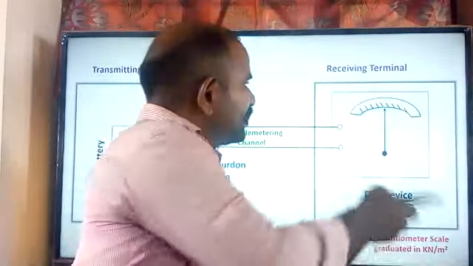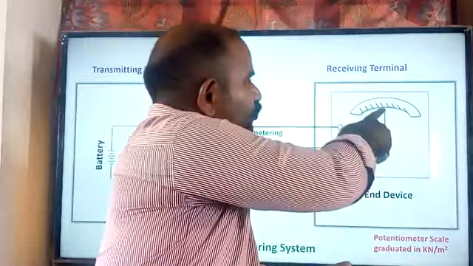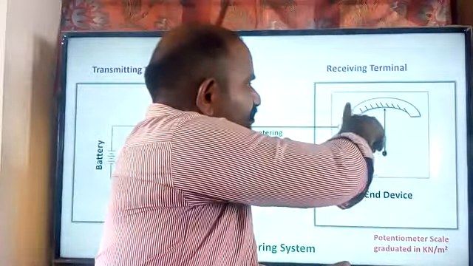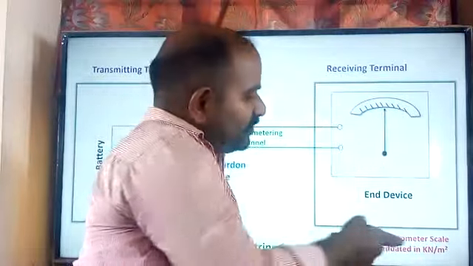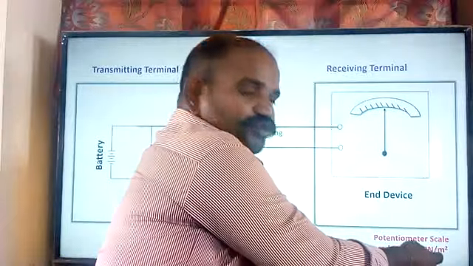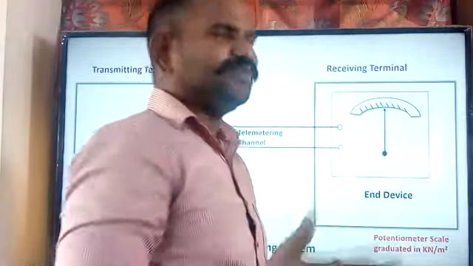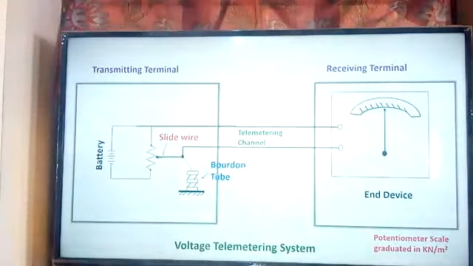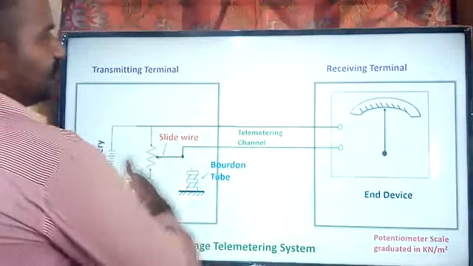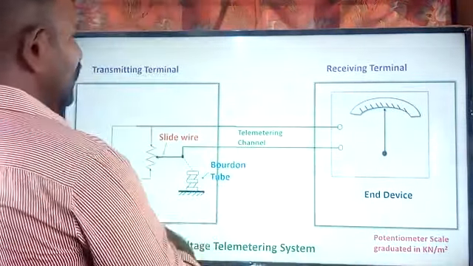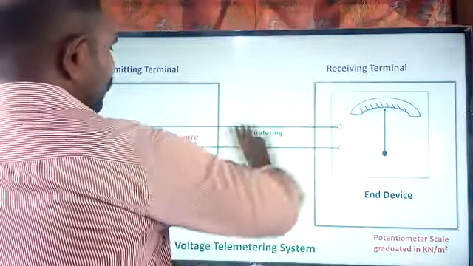pressure format, because we are using the needle, which shows the reading on the screen in terms of the pressure only, measured in kilonewton per meter square. So this is the receiving terminal. The simple case is that we are sending the physical information from the transmitter to the receiver in the electrical signal format using the telemetry channel.